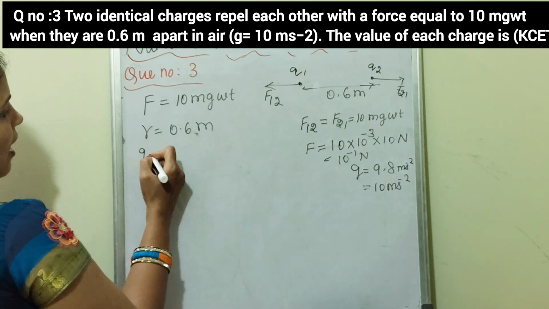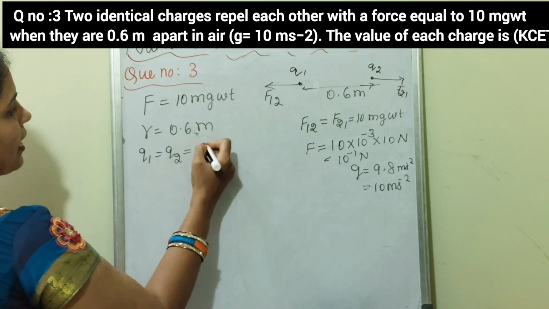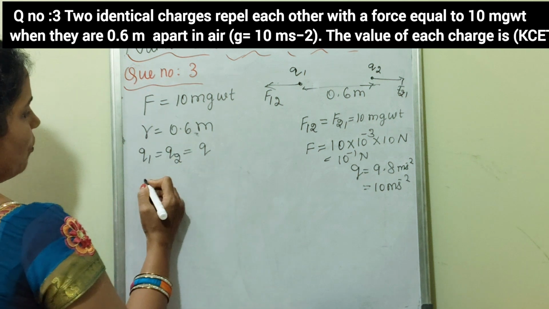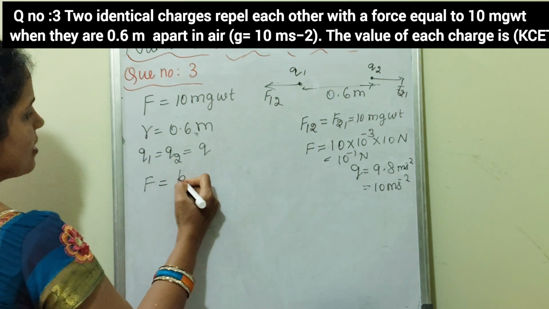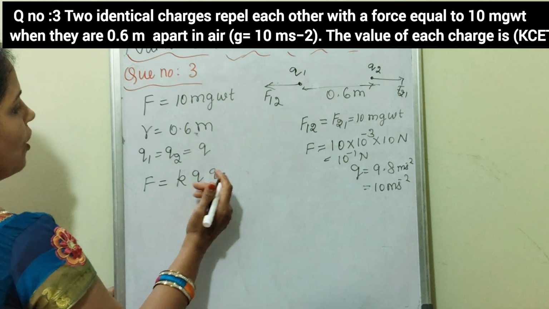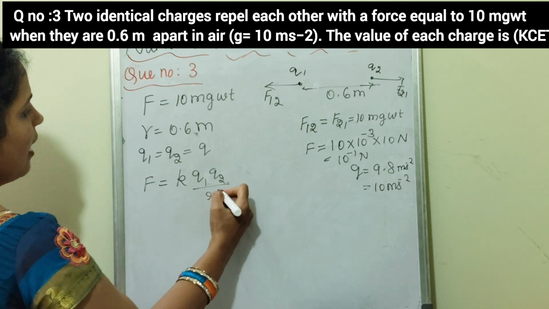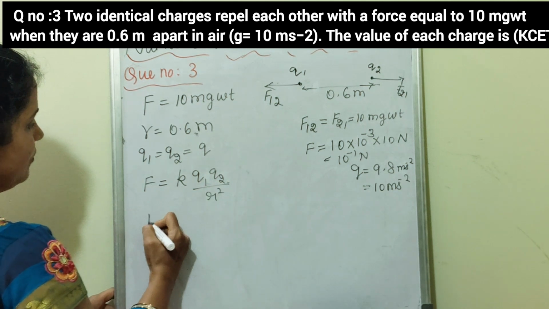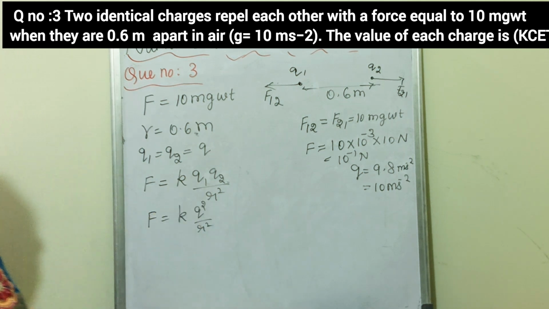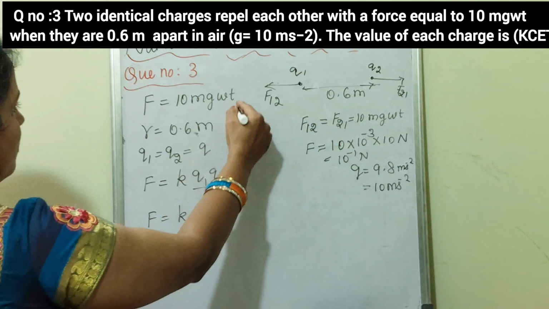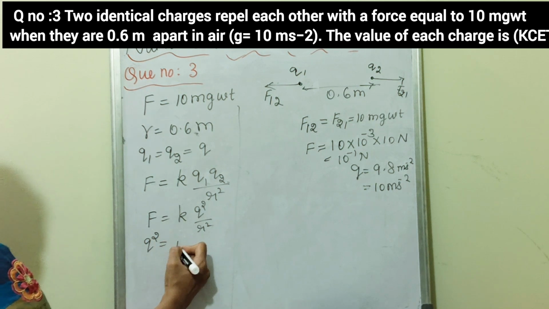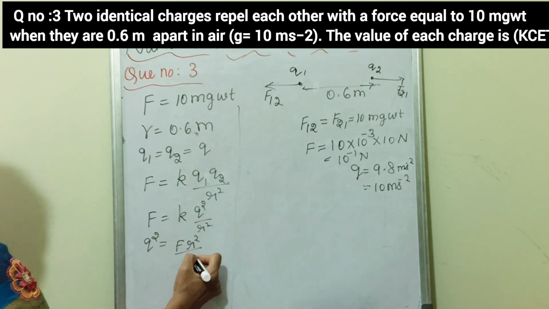Now you are asked to calculate the charges. Both are equal, right? Identical means both are equal charges. Now, use Coulomb's law. Force is equal to constant K Q1 Q2 divided by R square. Q1 and Q2 are equal, so force is K Q square by R square, right? Now, I'll rearrange for Q square. Q square is equal to F into R square divided by K.